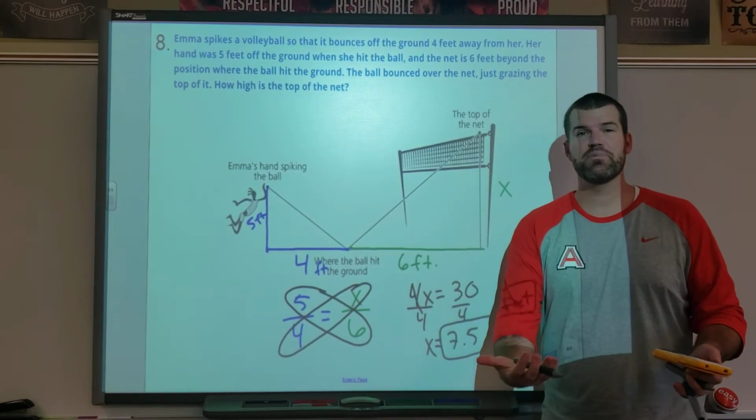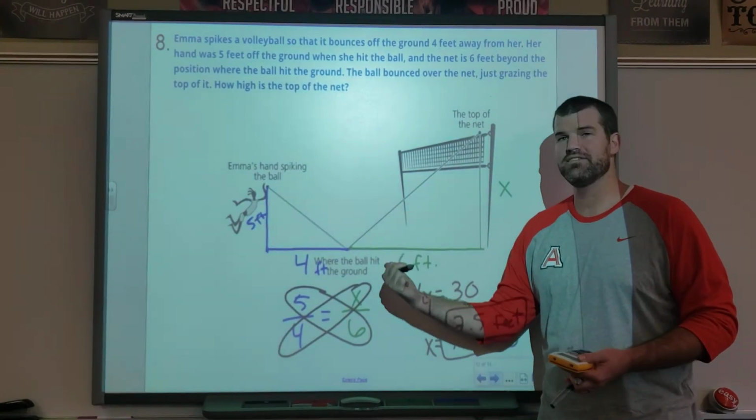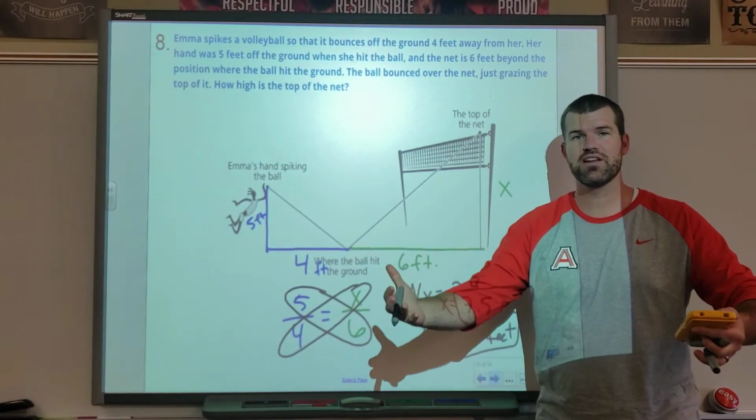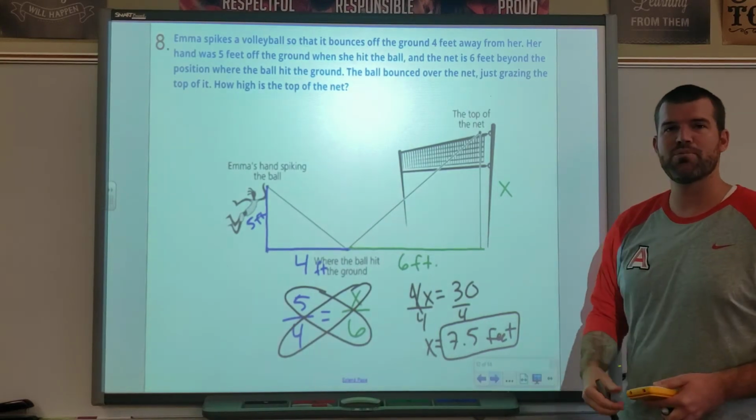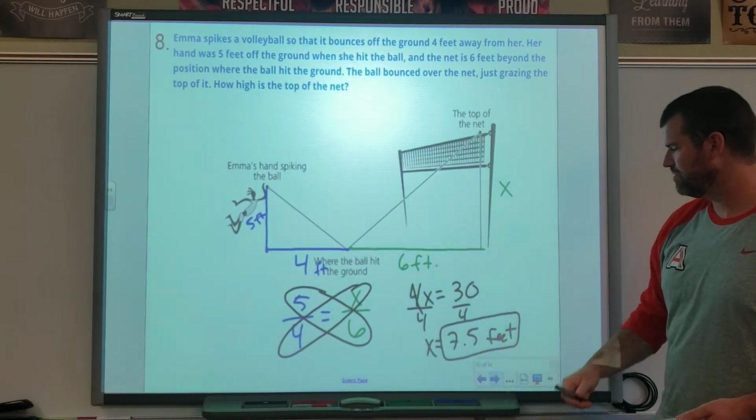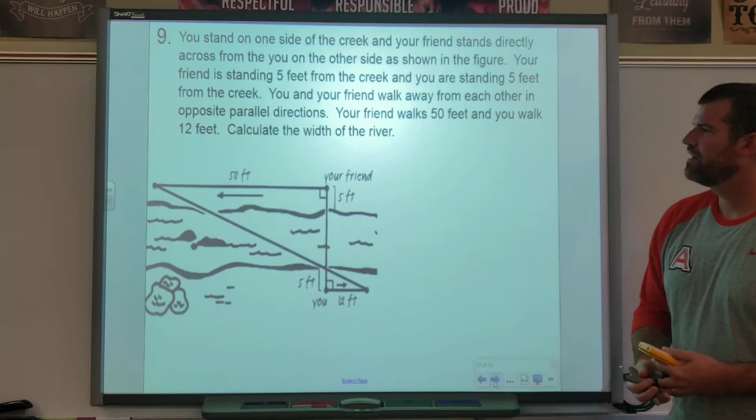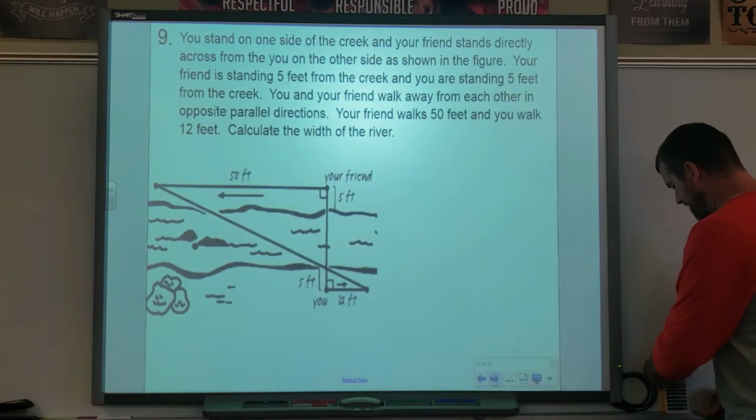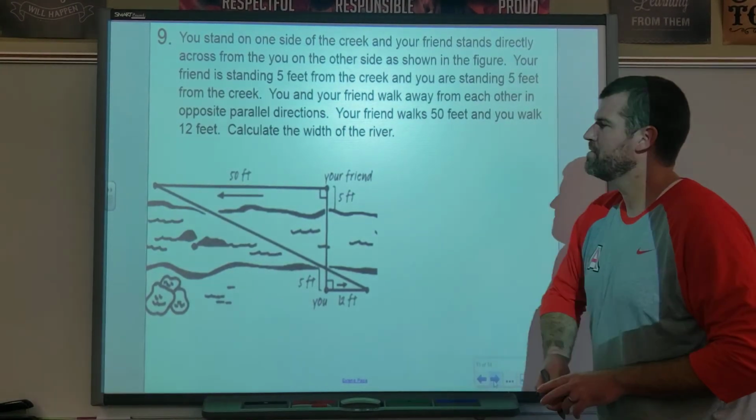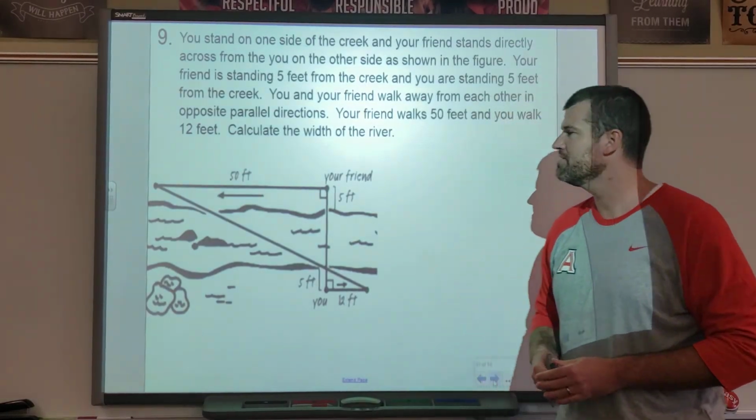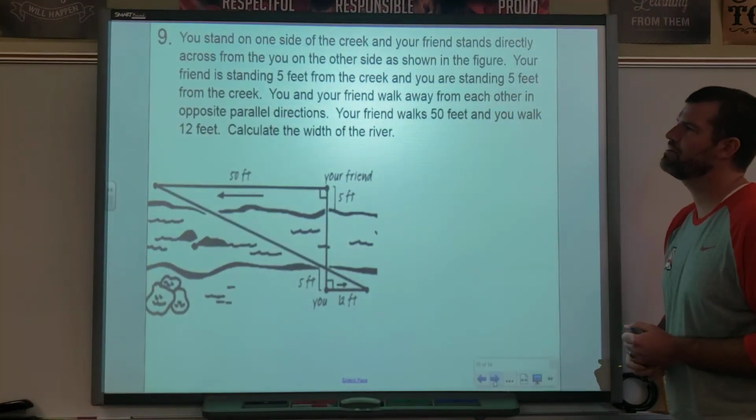So really, it's the same thing we did last week, right? We've got a picture of it. They tell us all the information. We just put the numbers where they go. We use what we know about proportions, and we solve. All right, I'm gonna do one more example. This one's a little trickier. So pay close attention on this one. There's one thing we gotta be careful about.